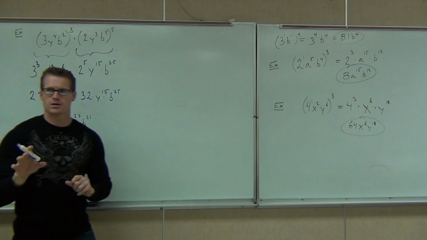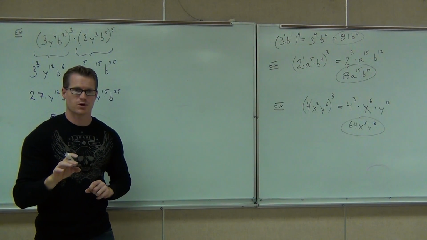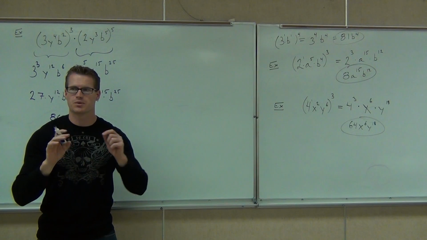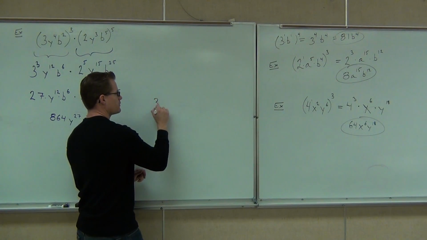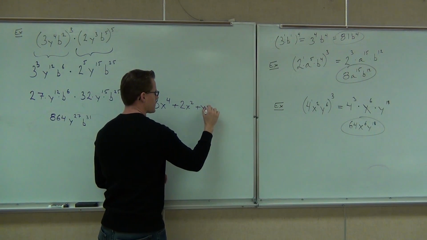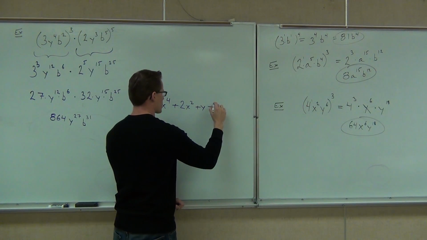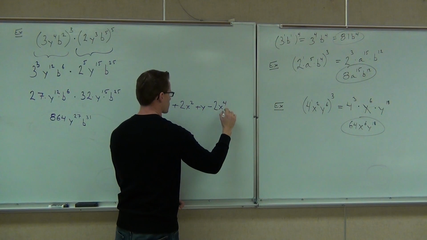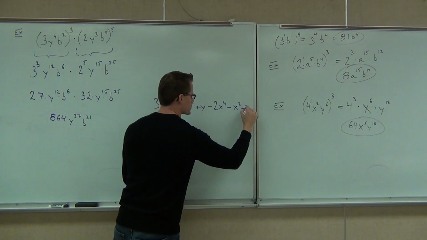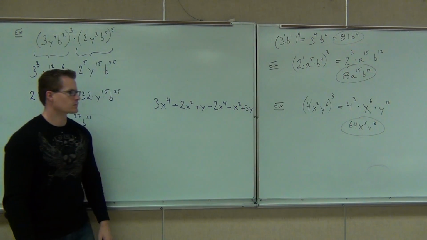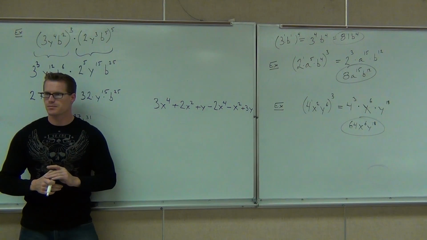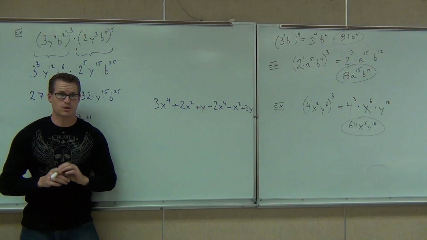I'm going to stop you right here to show you a very important piece of information. Please watch up here on the board, because some people, when you're first learning this, get these two concepts confused. Please look carefully at this example. If I give you 3x to the 4th plus 2x squared plus y minus 2x to the 4th minus x squared plus 3y, can you combine like terms? Yes. Don't forget how to do that.